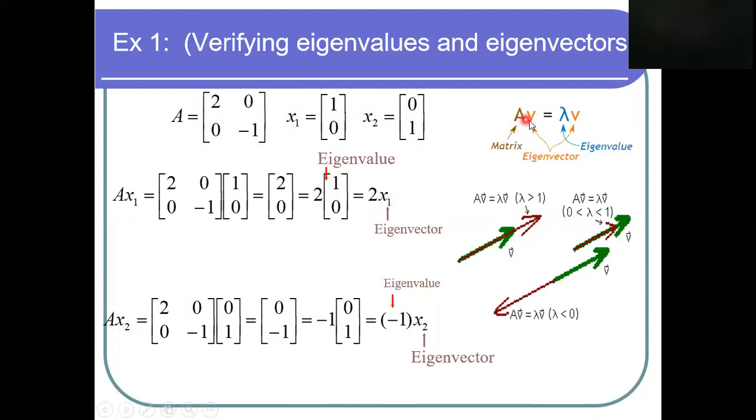So dear student, if you just keep this in mind, Av is equal to lambda times v, or Ax is equal to lambda times x. These are the eigenvalue and eigenvector equations. There are three cases that arise. Av is equal to lambda times v. If lambda is greater than 1, in that case your vector will be stretched. If lambda is between 0 and 1, in that case there will be a compression. And if lambda is less than 0, in that case your vector will be stretched in the negative direction.